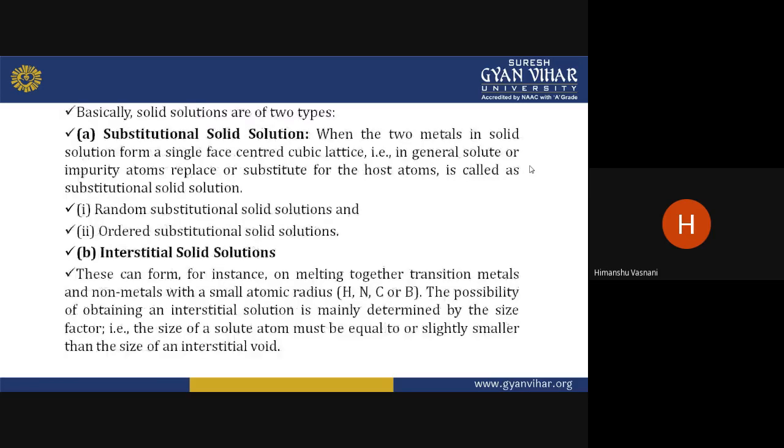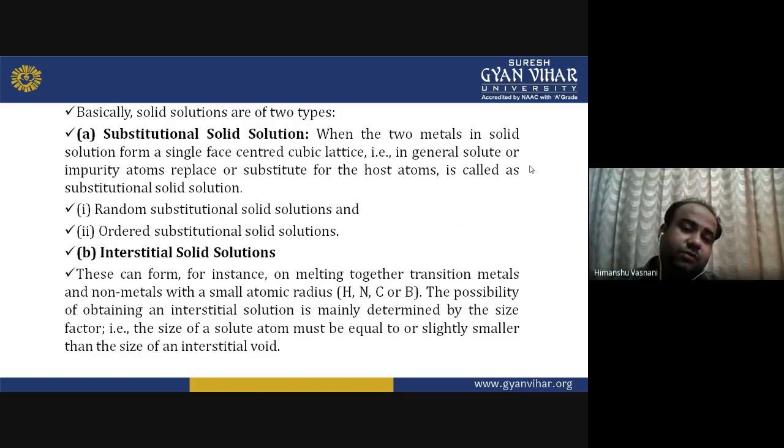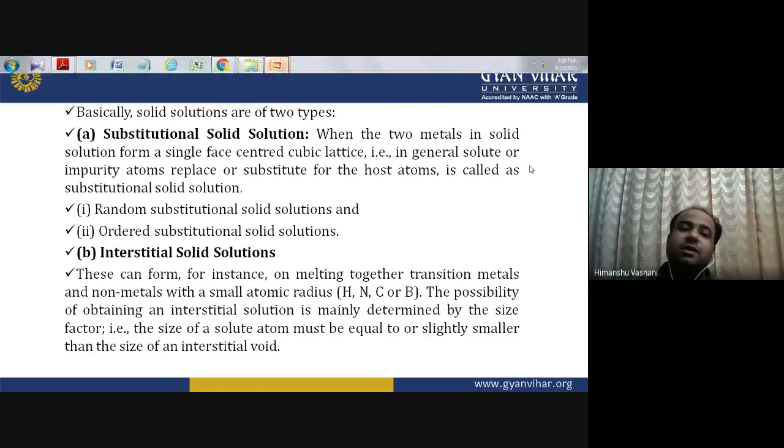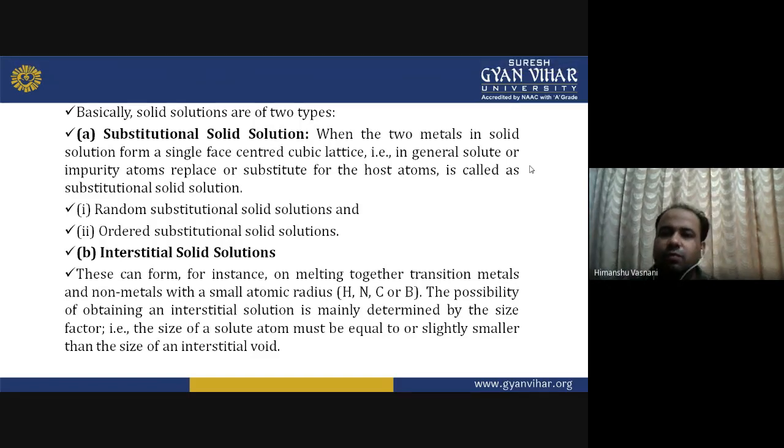Then basically the solid solutions are of two types. The first one is the substitutional solid solution, and the second is the interstitial solid solution. So we go with the first, substitutional solid solution. When two metals form a solid solution, they form a single phase, a face centered cubic lattice.